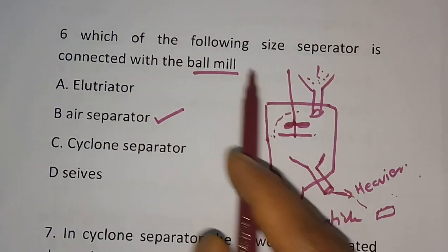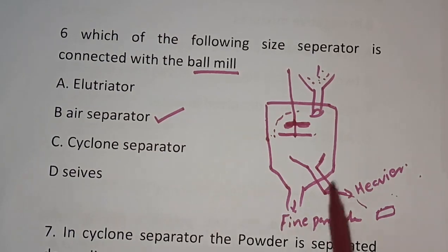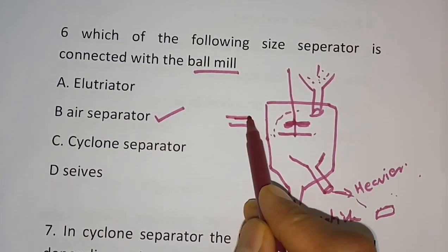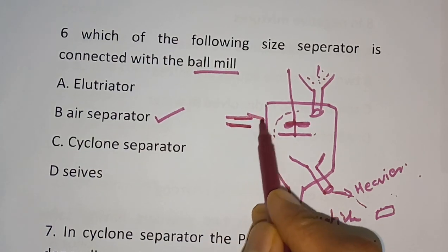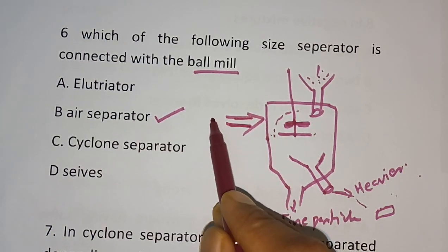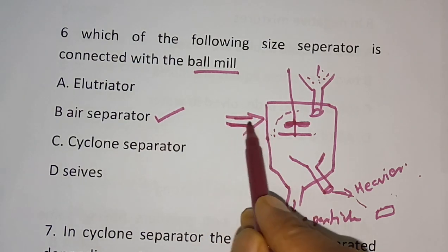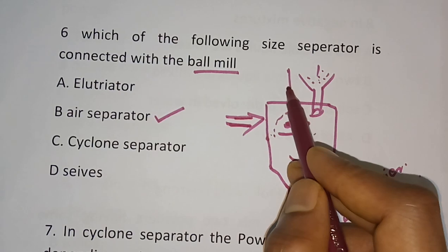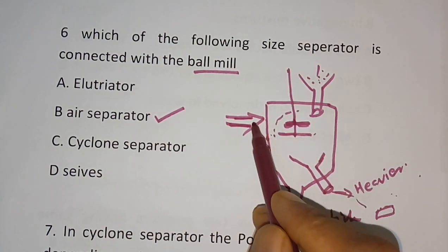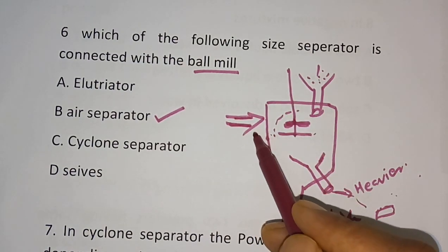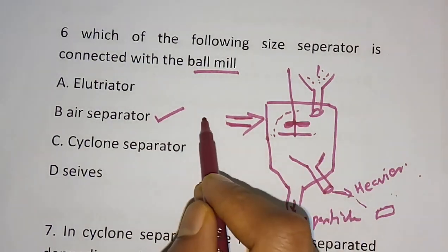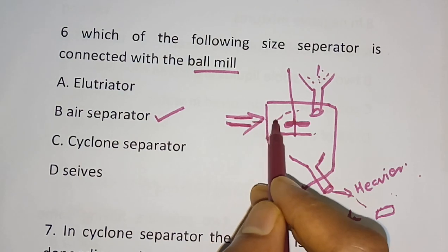But in case of the cyclone separator, there is no feed like this. Feed is given through the air inlet, so that through this way it will be mixed with air at a given higher velocity. There is no motor. There is a motor in the air separator, but in a cyclone separator there will not be a motor. So in the cyclone, high velocity air is given through this inlet.